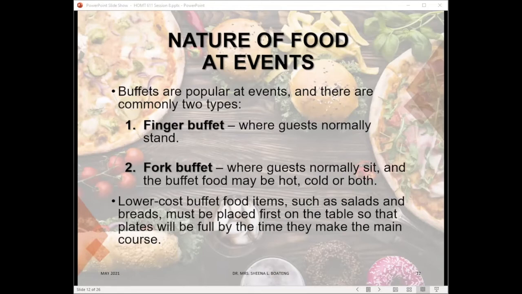Harriet. Is she there? Harriet, are you there? Wow, okay. But you realize that in the case of Harriet's event, a finger buffet will not be appropriate.